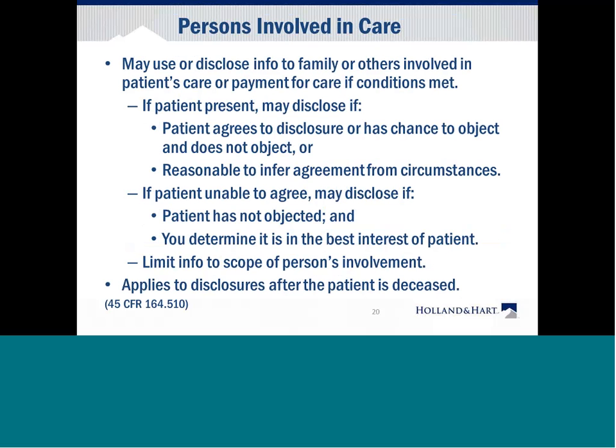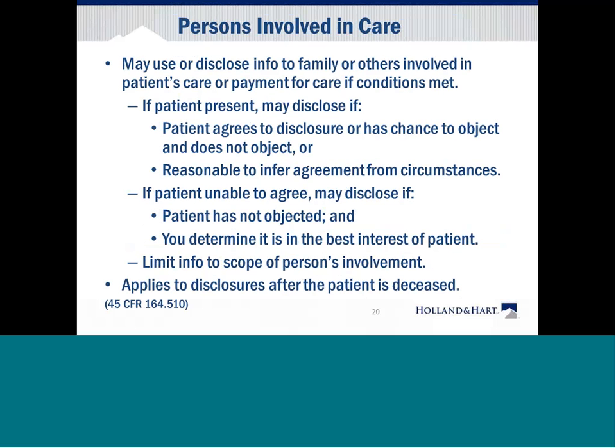Second exception, HIPAA says you may use or disclose information to family or others involved in the patient's care or payment for their care if certain conditions are met. You don't need the patient's authorization to disclose to family members or others involved in the patient's care or payment for their care so long as you satisfy these conditions.